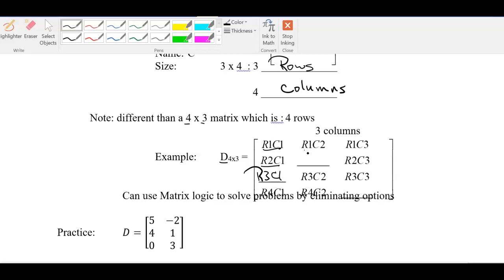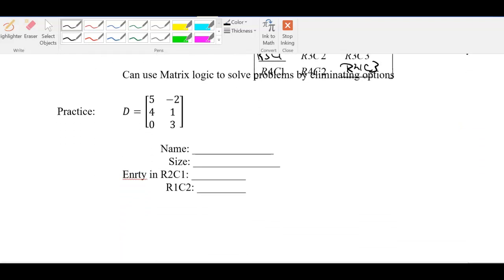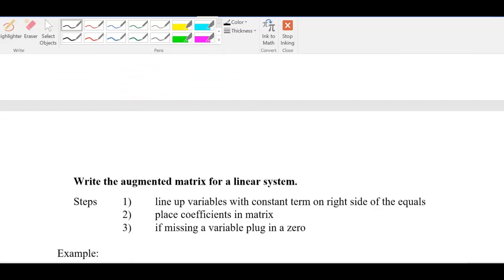Okay, here you should have said, hey, that's row 2, column 2. This guy here was row 4, column 3. I hope you did well. Okay, here's my matrix. Pause and fill this in. His name was D. His size is a 3 by 2. Row 2, column 1 is 4. Row 1, column 2 is -2. Just, can you read a matrix is what we're looking at right here.